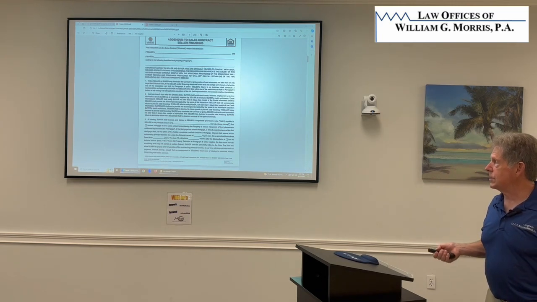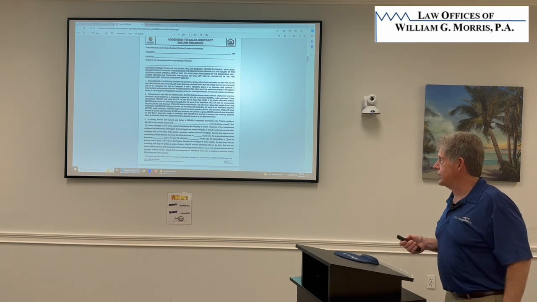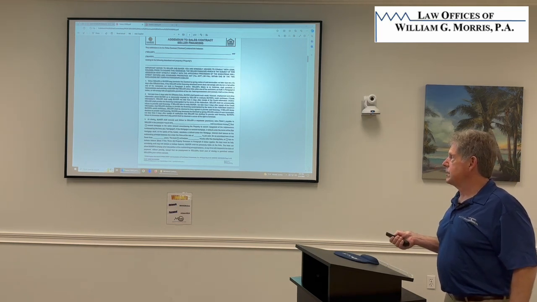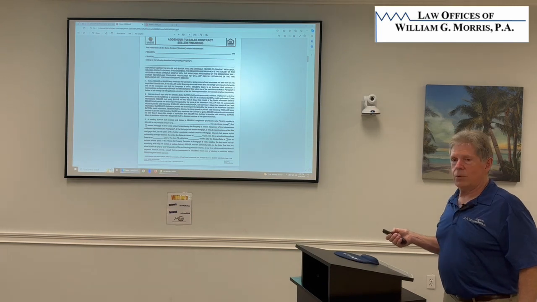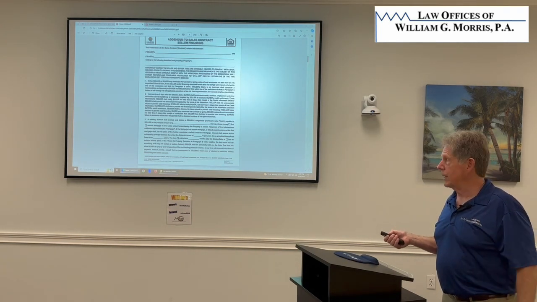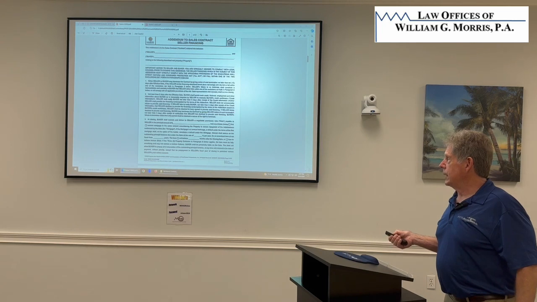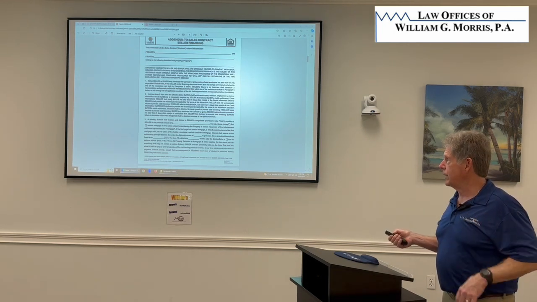The buyer executes and delivers to the seller a negotiable promissory note payable to the seller. It's the amount of the seller financing. It's either going to be a first or a second mortgage, so it depends on the transaction, right? In the same amount, encumbering the property, and that property is a defined term. That's the property that's being acquired, right?